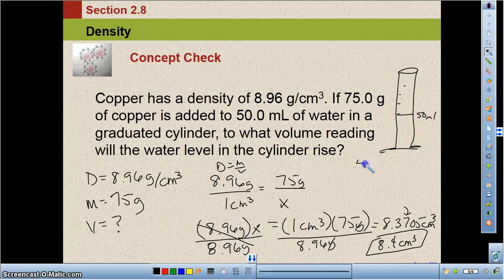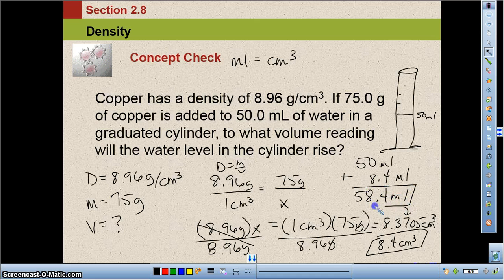So we're going to take the 50 milliliters, and we're going to add the volume that it should take up, which is 8.4 centimeters cubed, or milliliters, because remember milliliters and centimeters cubed are the same thing. I'll just change this to milliliters real quick. This is 58.4 milliliters. And this is your final answer. That is the volume inside the graduated cylinder.